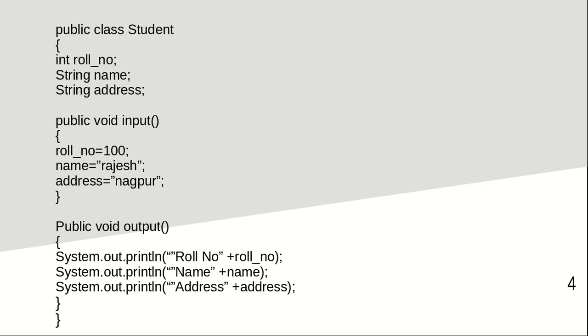Then we specify another method: public void output. This is the output method, where we have used the print statement to print the data of our data members: System.out.println of roll number, name and address. So this is the basic structure we have to follow for defining the class. First of all, we define the members that are the attributes of our class, and then we define the methods that define the behavior of our class. So basically methods are used for manipulation of our data members.